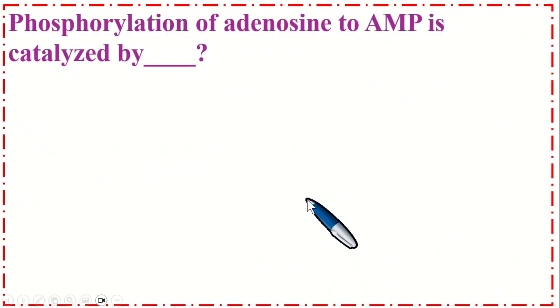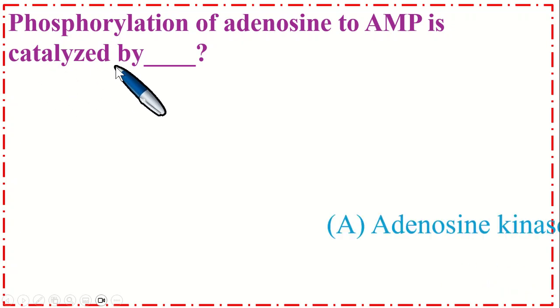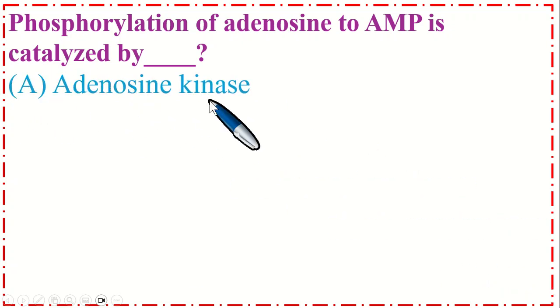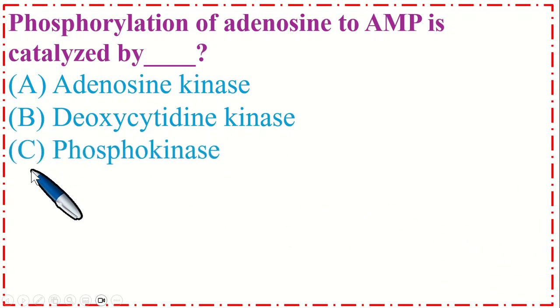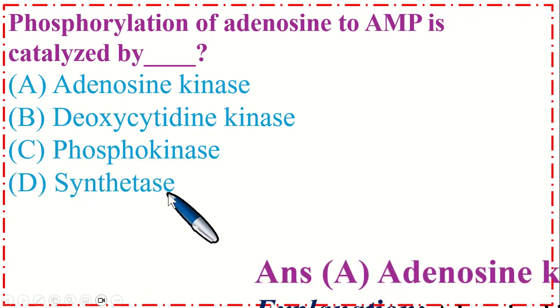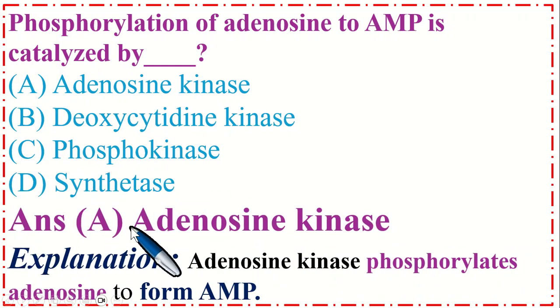So this is a very important MCQ. Phosphorylation of adenosine to AMP is catalyzed by dash. Option A, adenosine kinase. B, deoxycytidine kinase. Option C, phosphokinase. And option D, synthetase. So the correct option is A, adenosine kinase. Adenosine kinase phosphorylates adenosine to form AMP.